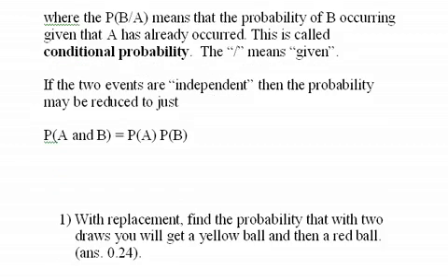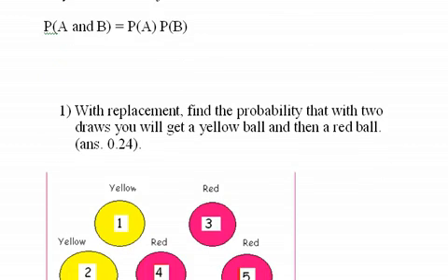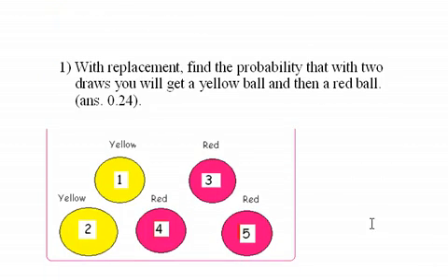And I have a real short little problem here. Getting back to the balls in the urn. With replacement, find the probability that with two draws you will get a yellow ball and then a red ball. Replacement means you reach in and pull a random ball out, and then you observe what it is, and you put it back, and you shake it up again, and you pull out another ball.